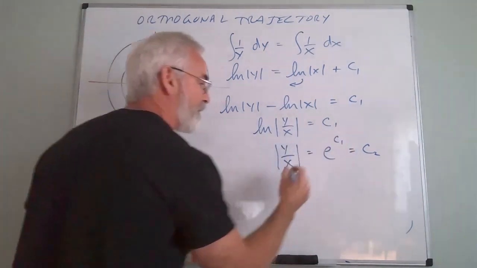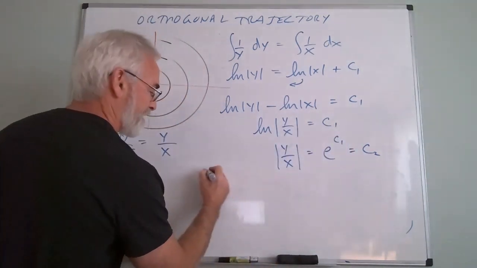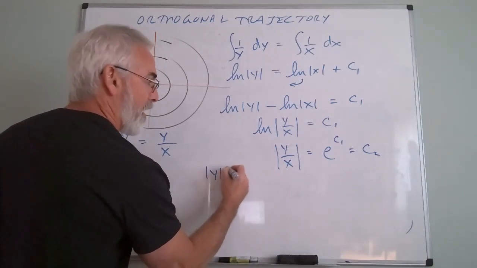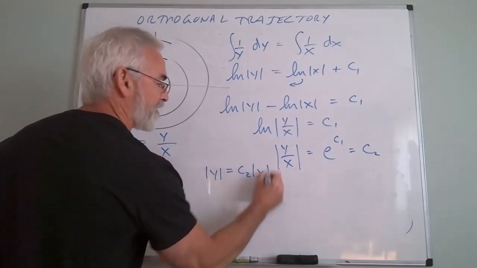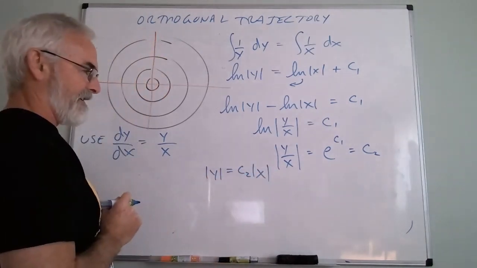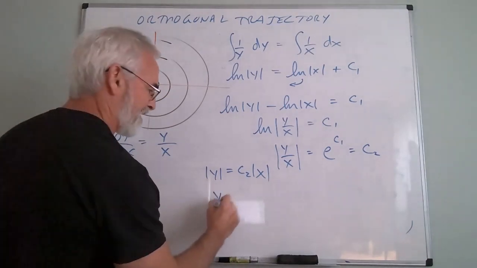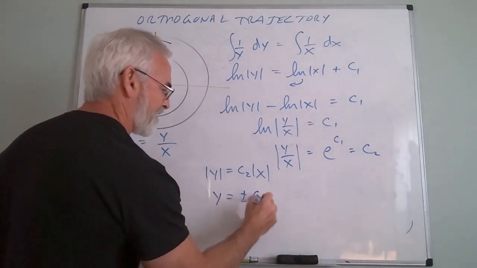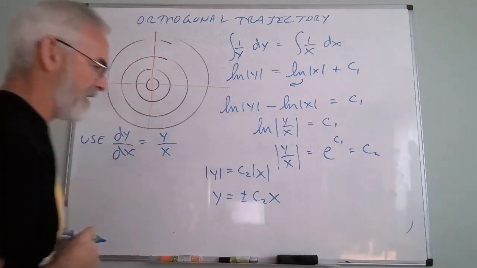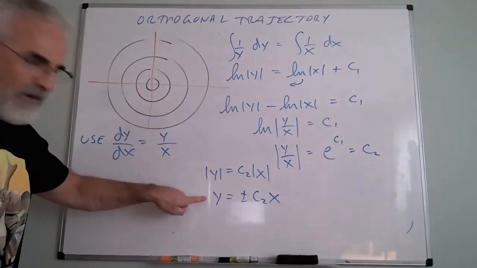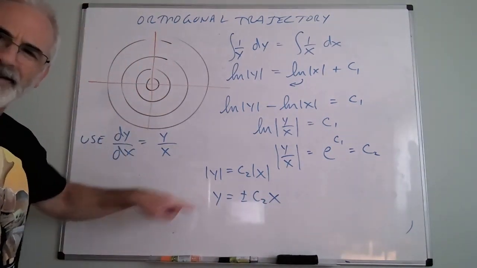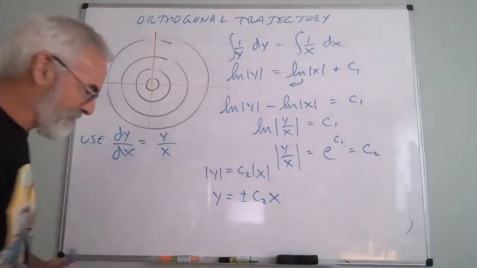So now if I multiply both sides by the absolute value of x, I'm going to have the absolute value of y equals c2 times the absolute value of x. Wait a minute. That'd be like saying y is plus or minus c2 x. Aren't these just lines passing through the origin?